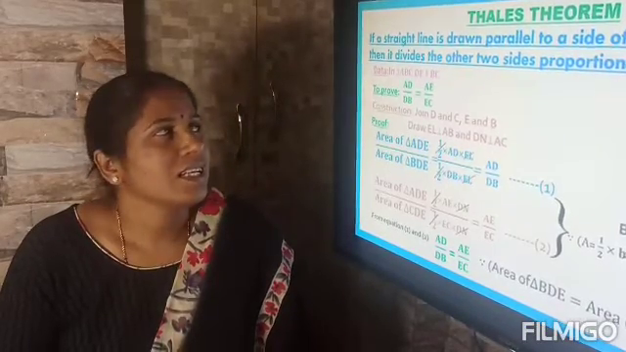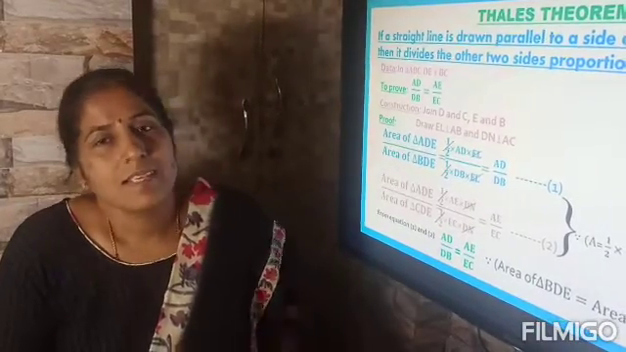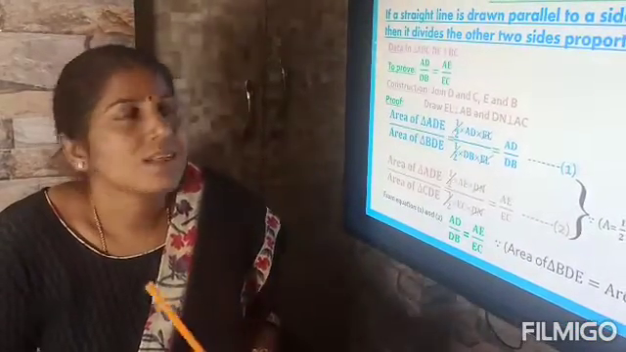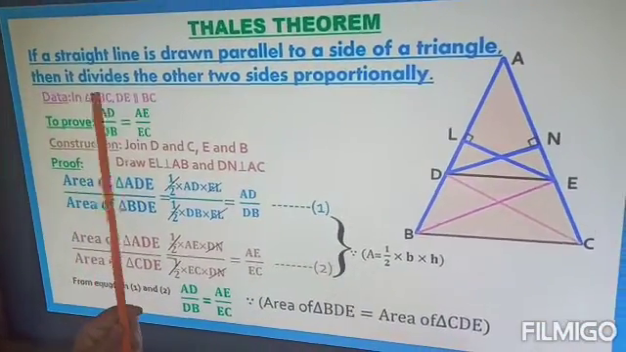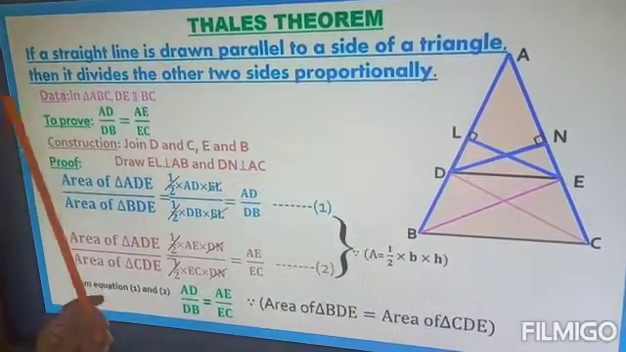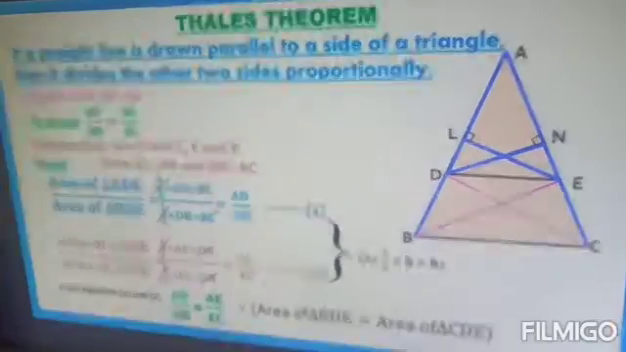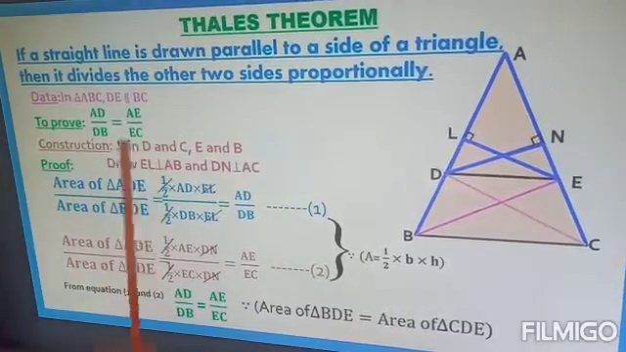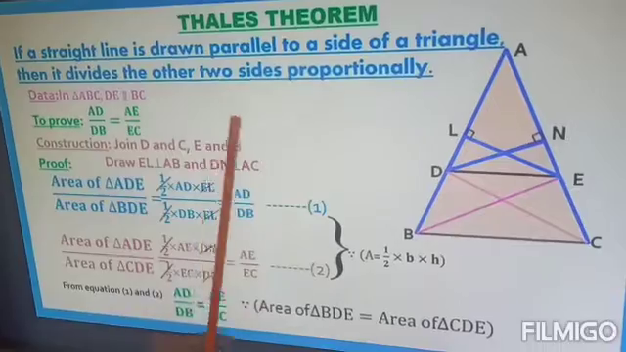Okay. First, I will teach Thales theorem or basic proportionality theorem. See, what is the definition of the Thales theorem or basic proportionality theorem? If a straight line is drawn parallel to a side of a triangle, then it divides the other two sides proportionately. It is the given statement.